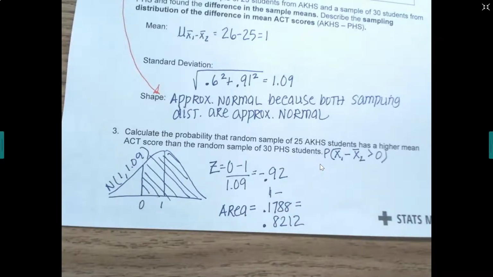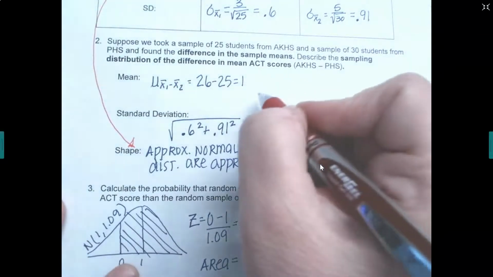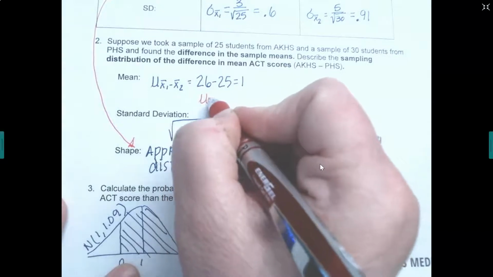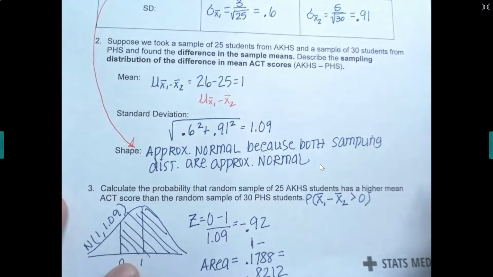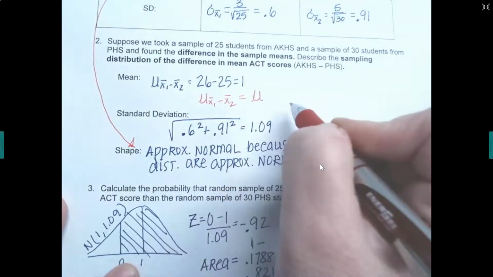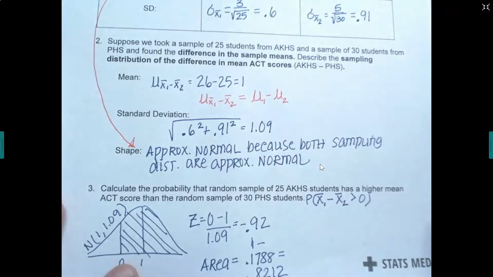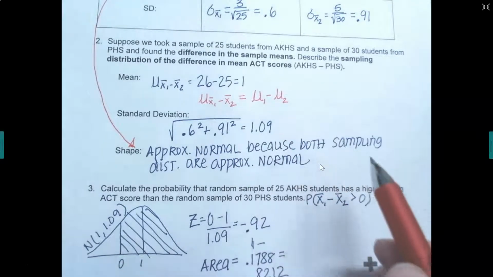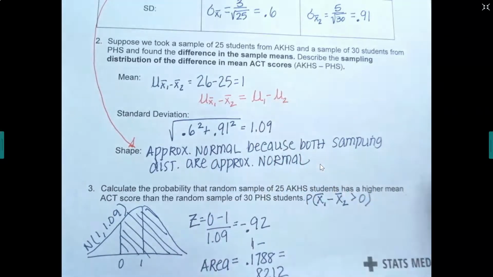Okay? So let's look at the formulas that go with all of this. We've already done this very similar idea with proportions, and so it's the same idea. If we want to find the mean of the difference of two means, you just take their parameter mean minus the other parameter mean. Okay? Because remember we're using an unbiased estimator, and therefore the sampling distribution will be the same as the population.